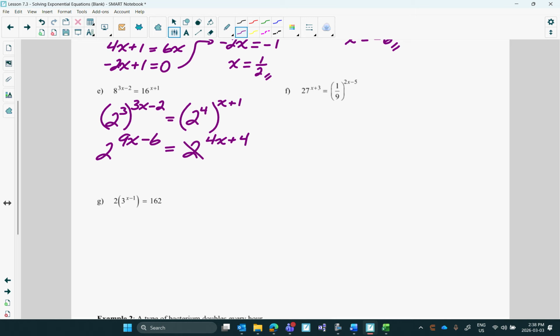Bases are the same. So now we can go tackle the exponents. So I'm going to take the 4x over here and get 5x minus 6 equals 4. Add 6 to both sides and I get 5x equals 10. Divide both sides by 5 and I get x equals 2.